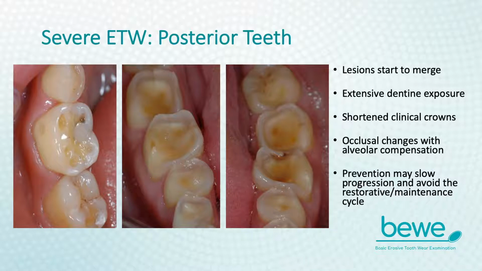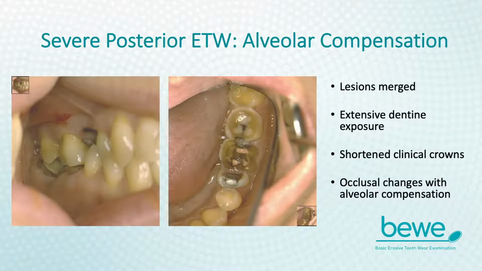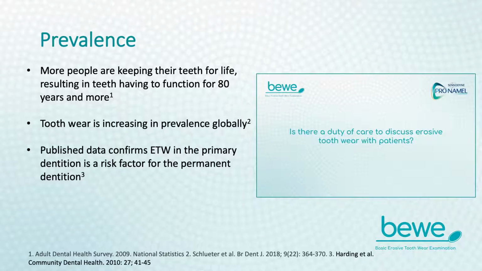and the occlusion changes. Prevention has a role to play here in slowing progression and again helping to avoid the restorative maintenance cycle. The loss of clinical crown height can result in alveolar compensation. The images here show how the maxillary teeth have seemingly over-erupted, while the mandibular molars have almost no clinical crown height.